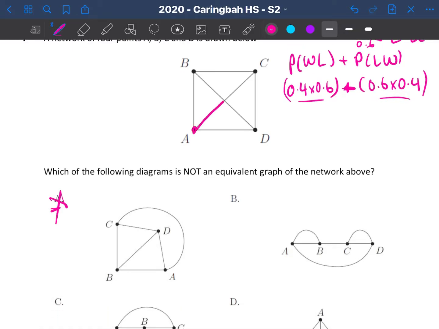Okay, A connects with C. Already I can see A does not connect with C at all. Looks like it's B. Because it's multiple choice, I can stop there.